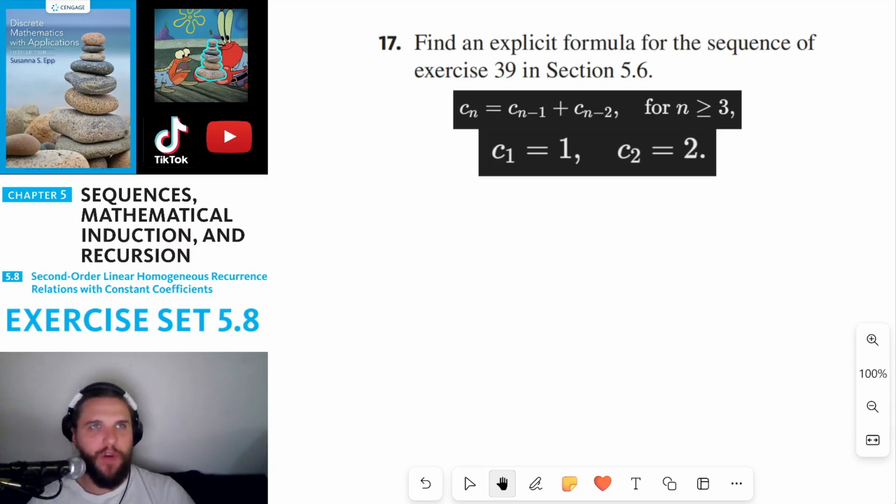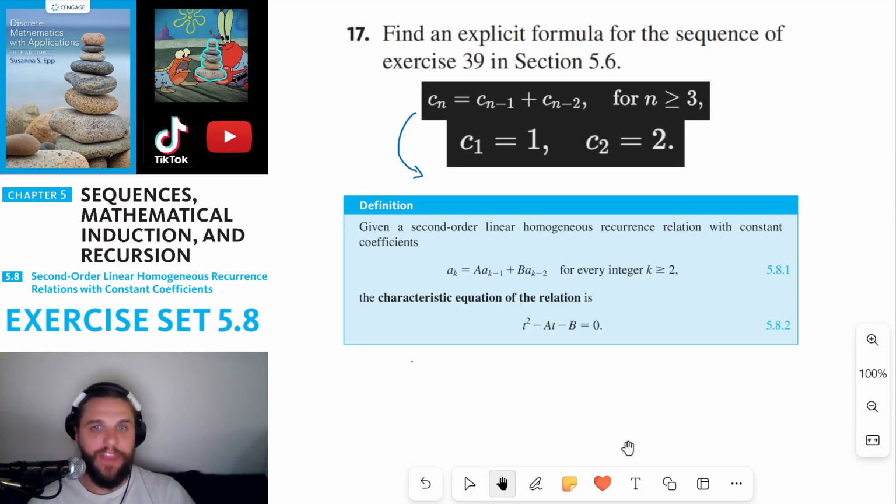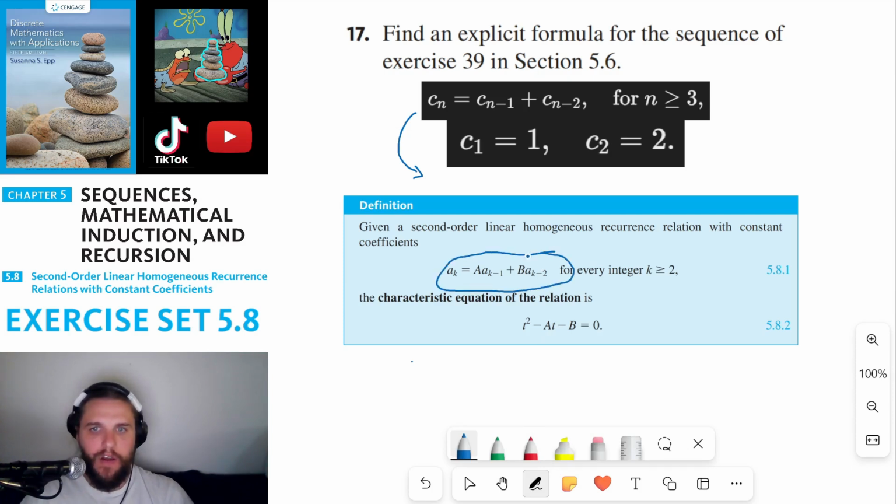Find an explicit formula for the sequence of exercise 39 in section 5.6. Now, here's the recursive definition that you would get from exercise 39 from section 5.6. The first thing I should mention is that this is a second order linear homogeneous recurrence relation with constant coefficients because it's in this specific format here, where in this case a equals 1 and b equals 1 as well.